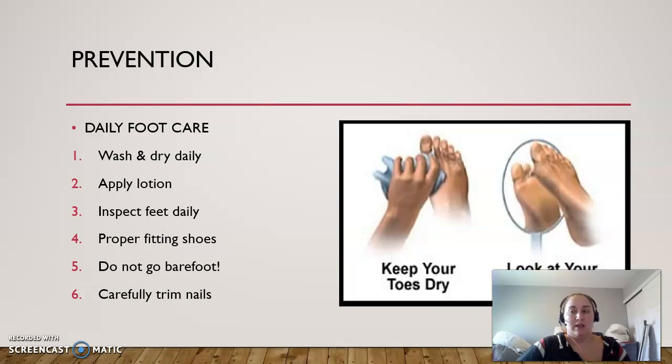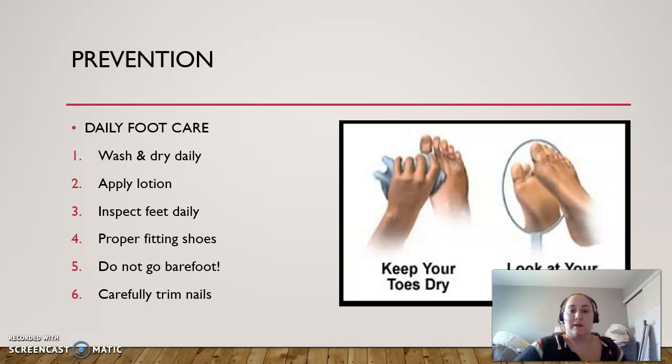So we're going to moisturize the skin on our feet, but we're never going to apply the lotion in between our toes. Applying the lotion prevents our skin from getting cracked. And when your skin is cracked, it can let bacteria enter and it can cause an infection, and it can also cause an ulcer to form.